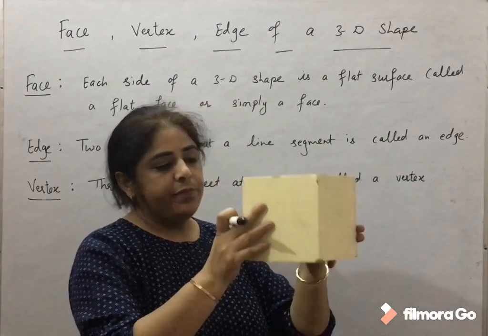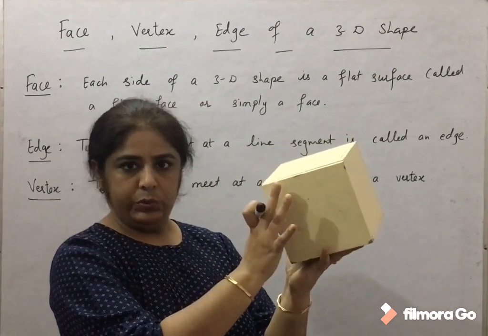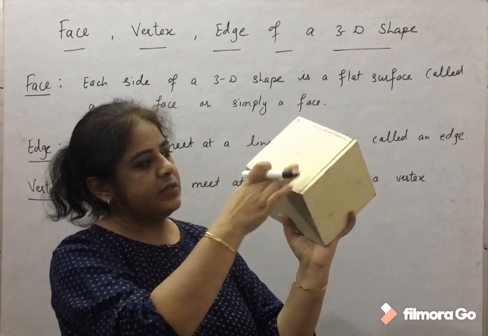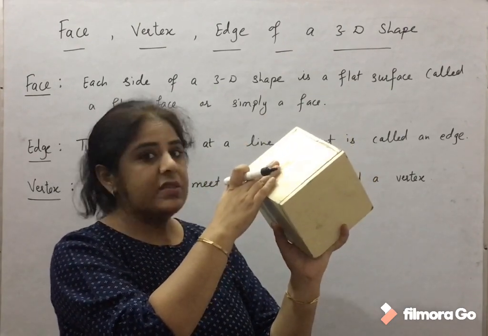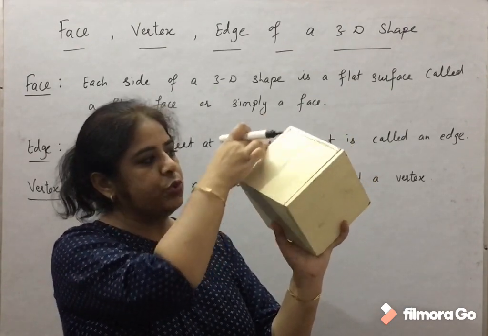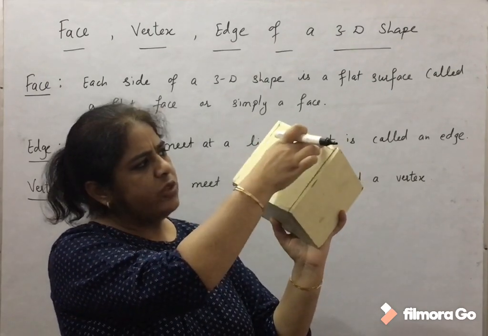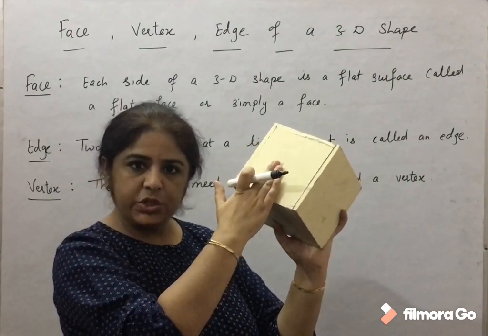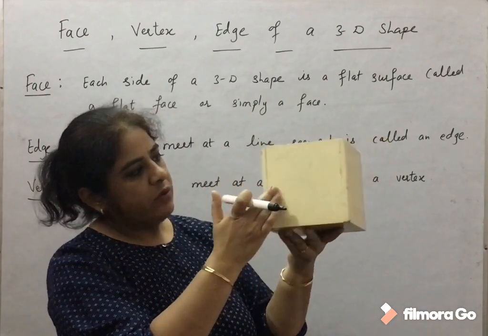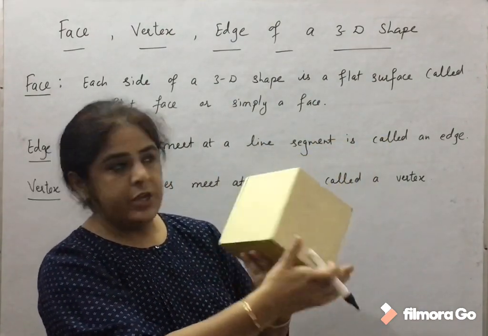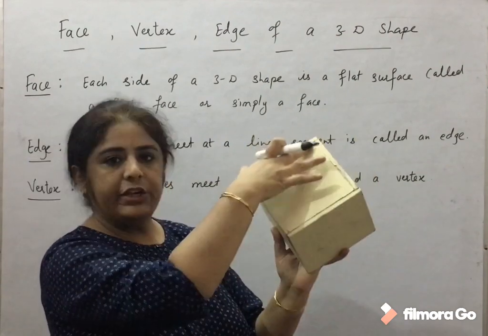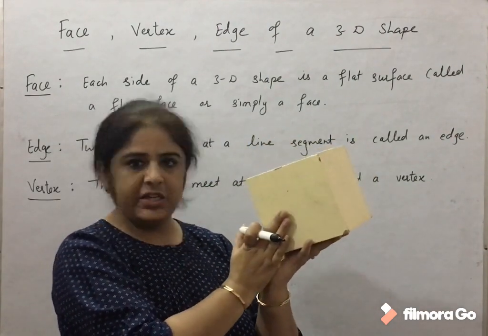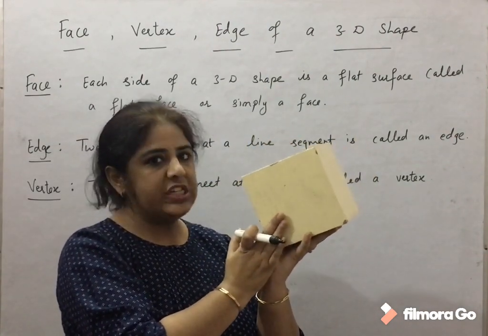See, we have this cube, and we have these sides. If we go with a single side, this is a square, and a square is a 2D shape. We are all observing this. It means each side of the cube is a flat surface, meaning a 2D shape.